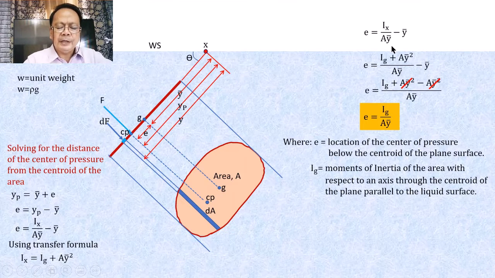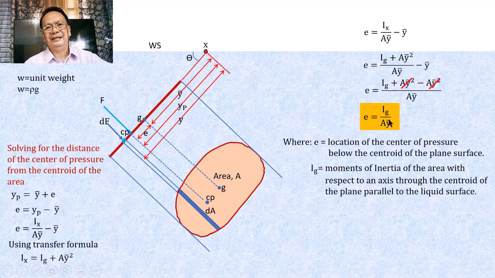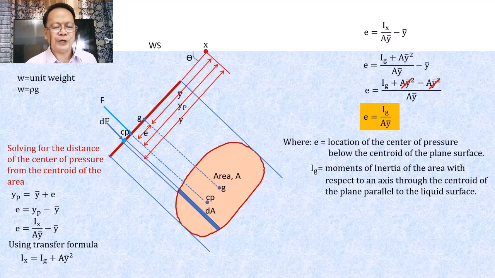Saan ba naka-refer ang ating y sub p? Ang ating y sub p ay naka-refer sa x, kaya huwag nating ipagkakamali. Okay, dapat kung naka-refer siya sa x, ang ating moments of inertia shall be taken at that x-axis, which is the intersection of the axis of the plane and the liquid surface. Samantalang kung E, which is referred from G, therefore this must be I sub G. Yun ang simpleng technique para hindi natin makalimutan yung formula for the location of the center of pressure.